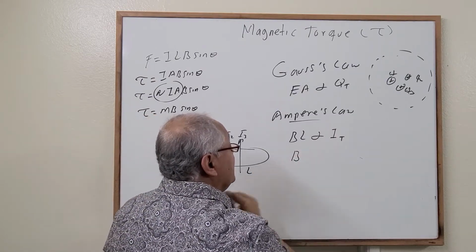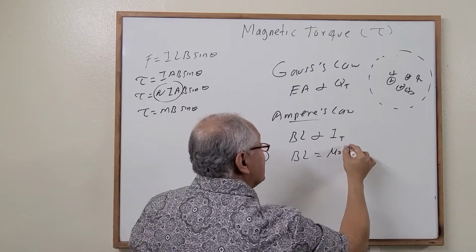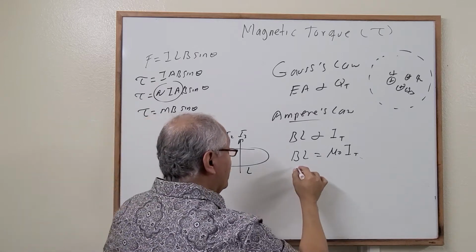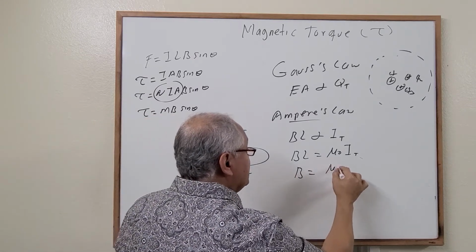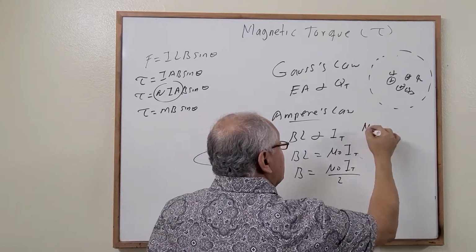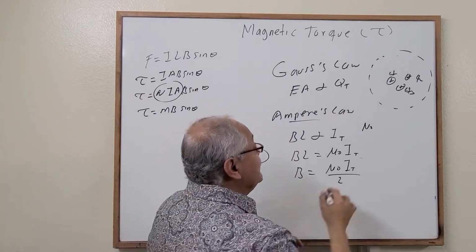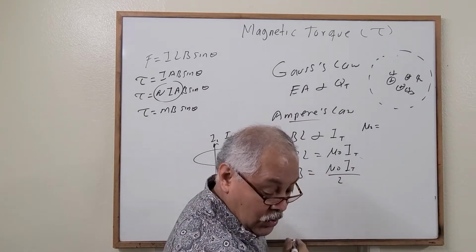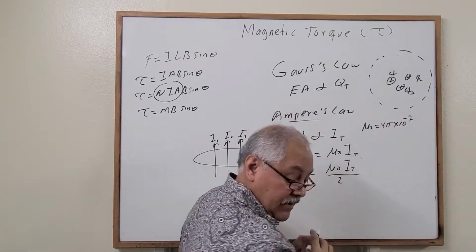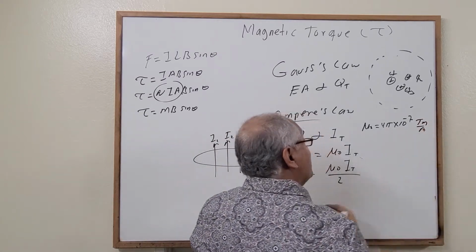So B, the magnetic field, times L is equal to a constant. The constant is mu naught times the total current. From here we can solve for B is equal to mu naught times the total current divided by L, where mu naught is called the permeability of free space, and the value is equal to 4 pi times 10 to the negative 7 Teslas meters per ampere.